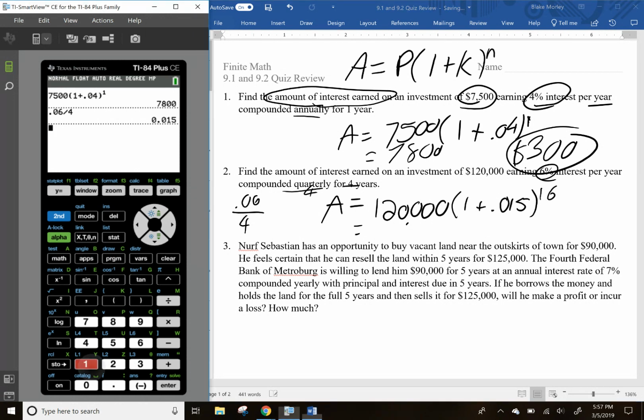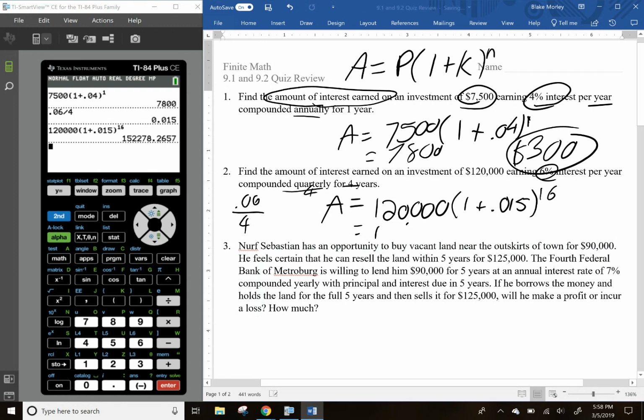Let's type this in the calculator: 120,000 times (1 plus 0.015), close the parenthesis, to the 16th power. And we get $152,278.27 if you round.